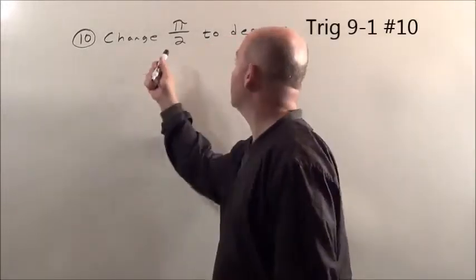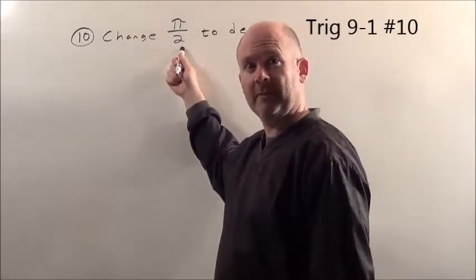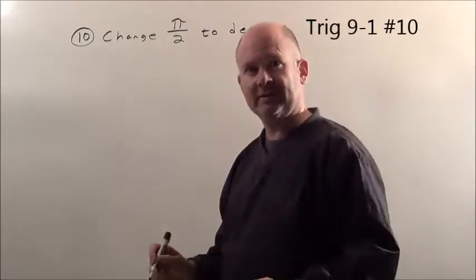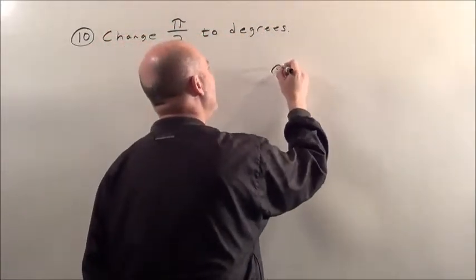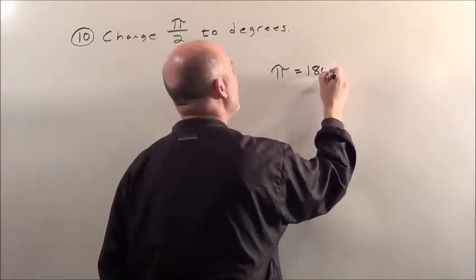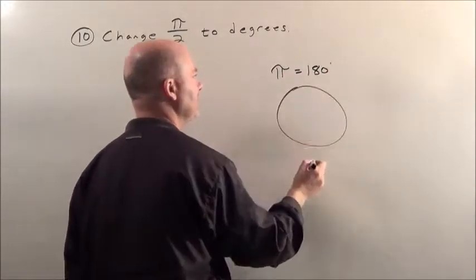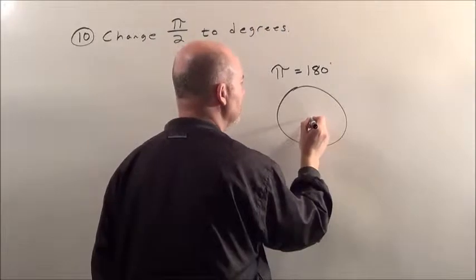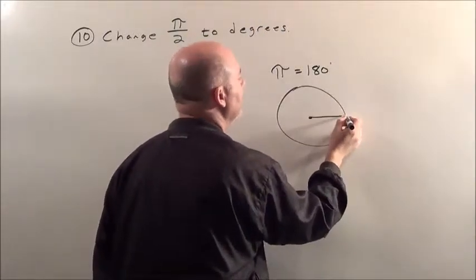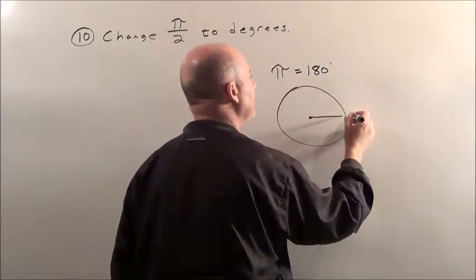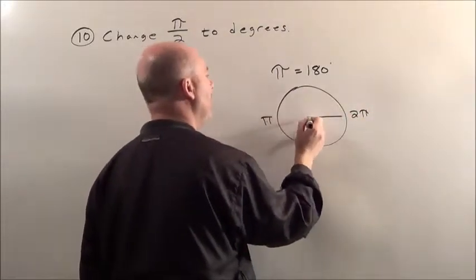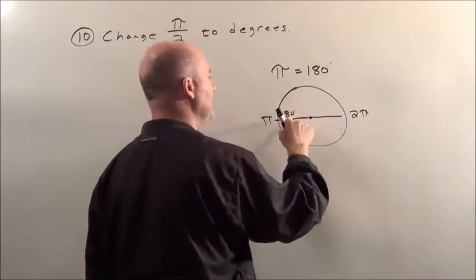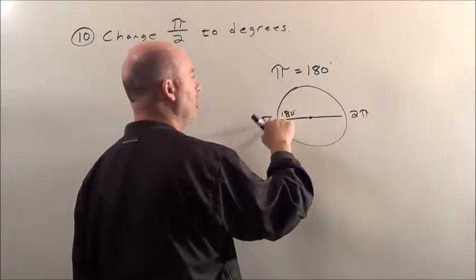Problem 10 asks us to change this radian measurement of pi over 2 to degrees. Now, we're just going to use the basic fact that we know pi in radians is the same as 180 degrees in a circle. You have a circle, and we always are talking a circle with a radius of 1. Basically, all the way around is 2 pi, so halfway is pi, which we know halfway is also 180 degrees. Those are equal to one another.